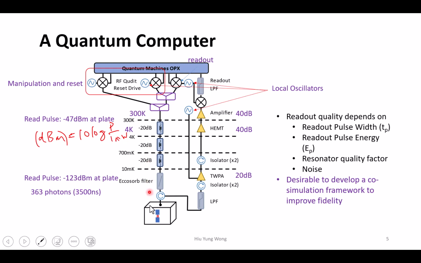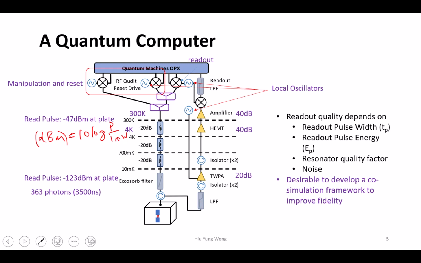But no matter what, after this it goes through a resonator. This resonator is coupled with the qubit. The qubit can be in the 1 state or 0 state. And whether it is in 1 or 0, it affects the resonant frequency of this resonator. Because the frequency is changed, we have a different reflection or transmission coefficient, as you know from RF.